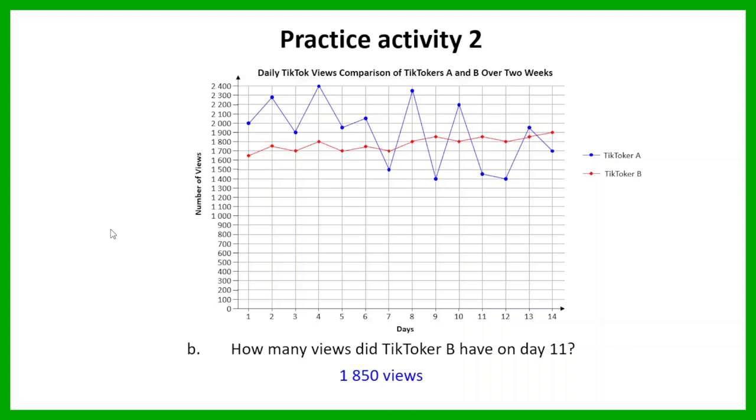Okay. Question C. Which TikToker had more views on day 6? So now we're looking at day 6 over here. The blue one is higher than the red one. So that's TikToker A had more views than TikToker B. So TikToker A had more views.